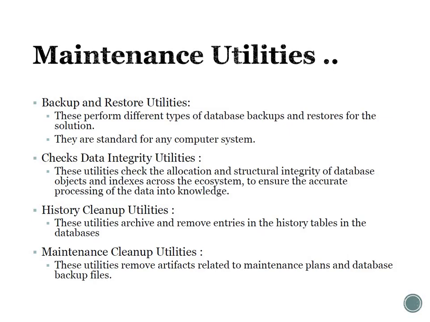check data integrity utilities, what will they do? They will continuously check the integrity of your databases and your indexes, to ensure that everything is in place and everything is correct so that your entire data science ecosystem can function properly. Now, history cleanup utilities and maintenance cleanup utilities are responsible for archiving and removing the entries in history tables in the maintenance plans and database backup files as and when required, respectively.